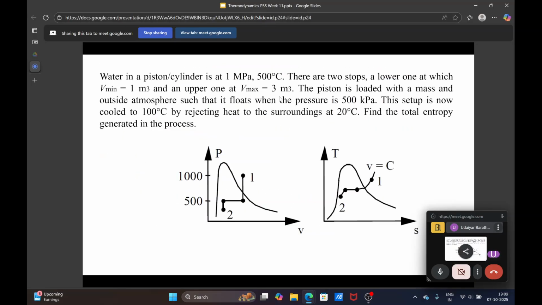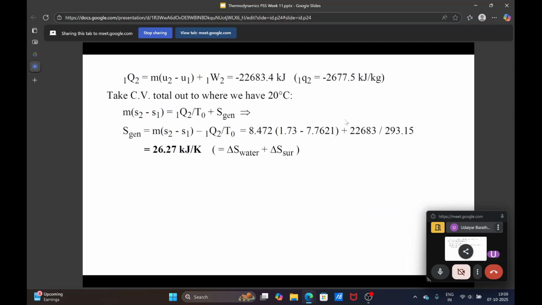So whatever heat is getting rejected, it is happening at 20 degrees Celsius to the surrounding. So what we have is applying the entropy balance. We have S2 minus S1 equals Q by T plus S generated, the entropy generated. So you get entropy generated to be M times S2 minus S1 minus Q by T. So that gives you 26.27 kilojoule per Kelvin.